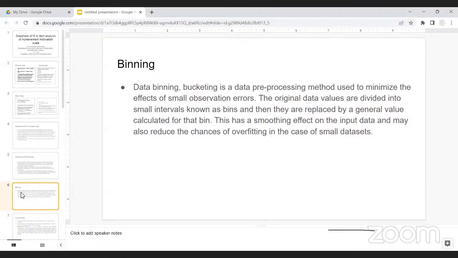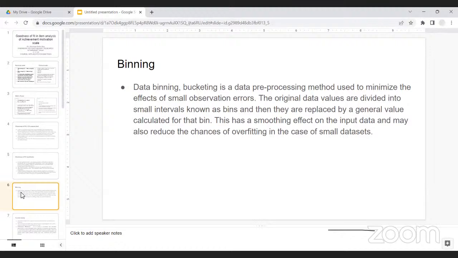So data binning, this is very, very important. When you want to deal with the goodness of fit, you may find that some observed frequency is very less. Very less means less than 5. So if the observed frequency is less, and the expected frequency is high, then what will happen? Your chi-square value will be inflated.